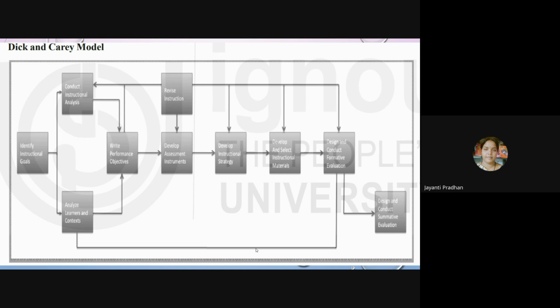You will acquire the ICT skill to integrate ICT in education, and you will be able to design and develop instructional design using different media.